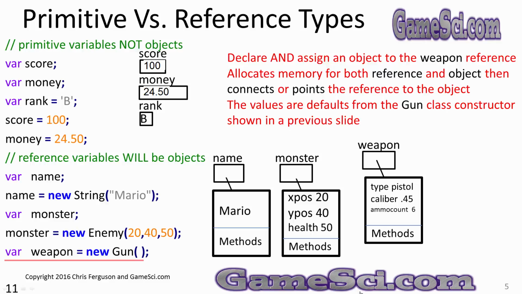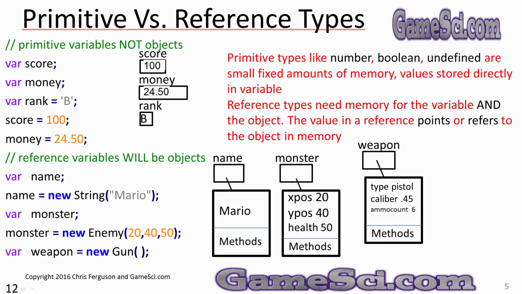Are you seeing the difference between primitive and reference types? Reference types refer to the object. Primitive types store the values. Primitive types like number, boolean, and undefined use a small fixed amount of memory, with values stored directly in a variable. Reference types need memory for the variable and for the object. The value in a reference points to or refers to the object in memory.